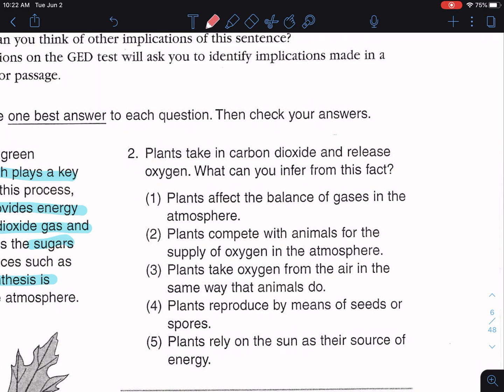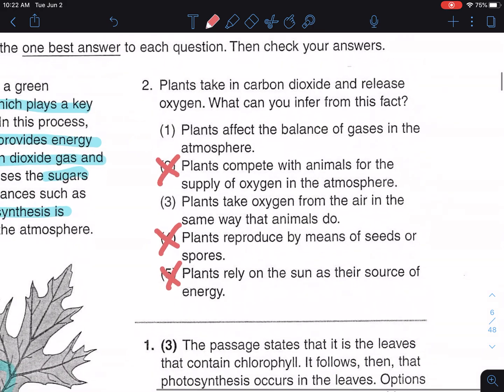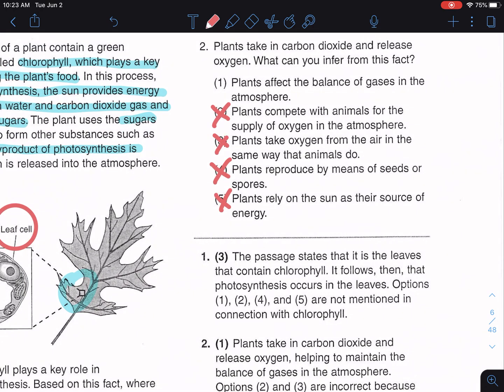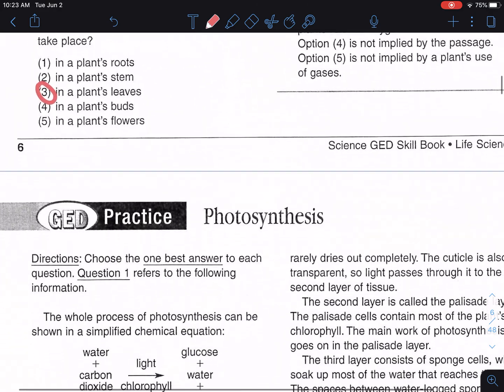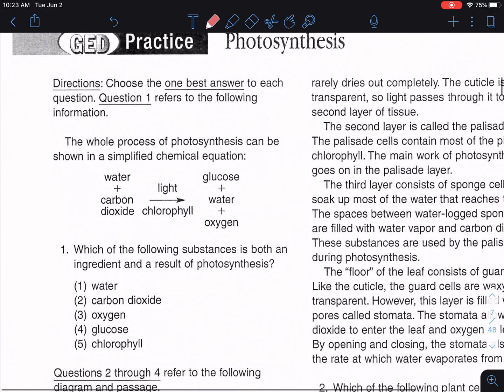Okay, so we're talking about gases. We are not talking about reproduction. We are not talking about energy, really. So the first one says it affects the balance of gases. That's probably maybe a good one. 2 says plants compete with animals for the supply of oxygen. We know that plants take in carbon dioxide. 3 says plants take oxygen from the air in the same way the animals do, and we know that they take in carbon dioxide. So this is 1. They take in carbon dioxide, they release oxygen, and that's good for us because we all know people need oxygen. Okay, so this is the next one.